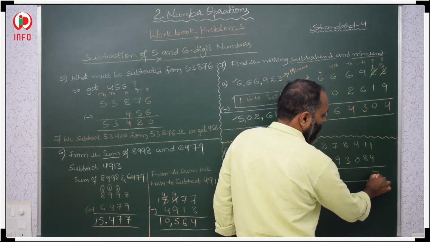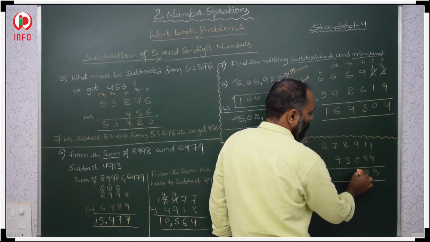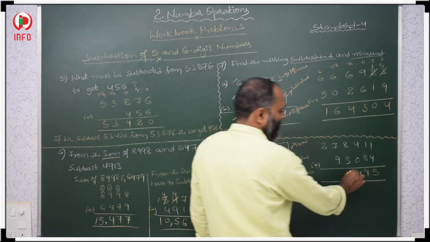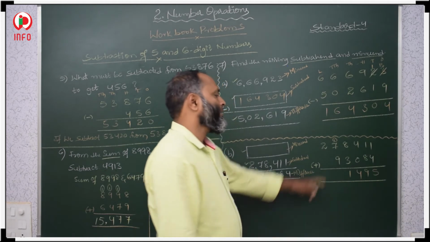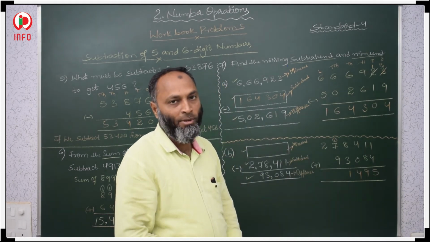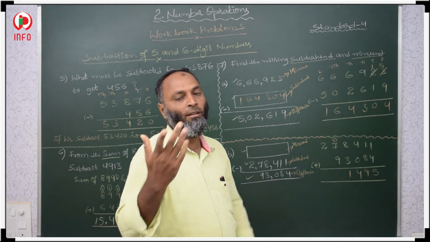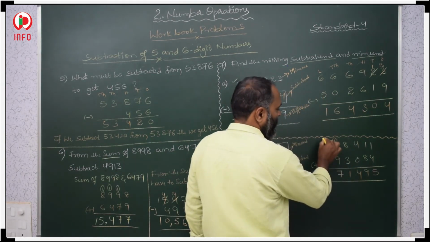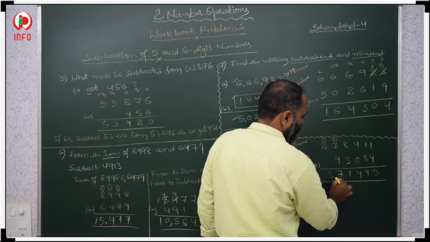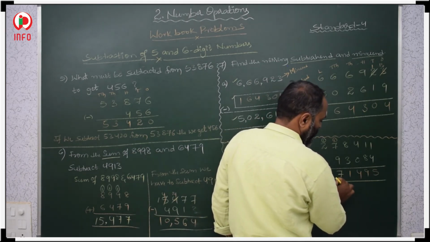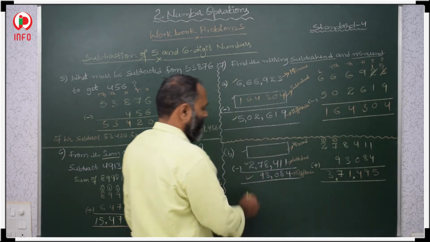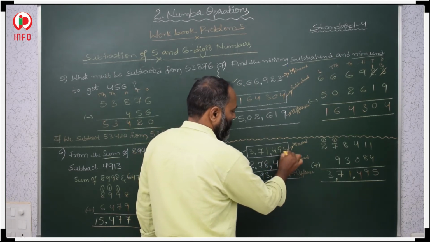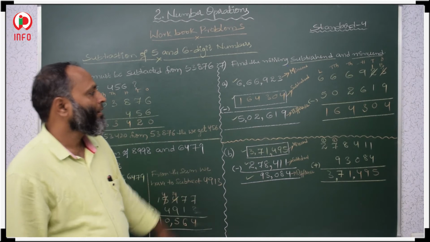4 plus 1 is 5, 8 plus 1 is 9, 4 plus 0 is 4, 8 plus 3 is 11. 11 is 1 hundred and 1 ten. 7 plus 1 is 8, 8 plus 9 is 17. 7 thousand and 1 ten thousand. 2 plus 1 is 3. The answer is 3,71,495. So this is the way to find your answer.